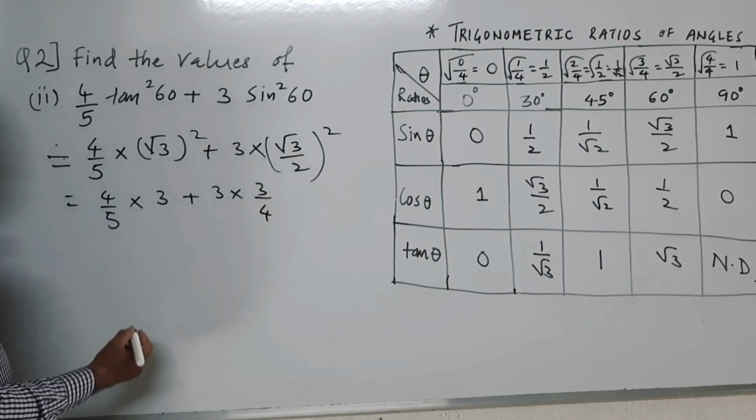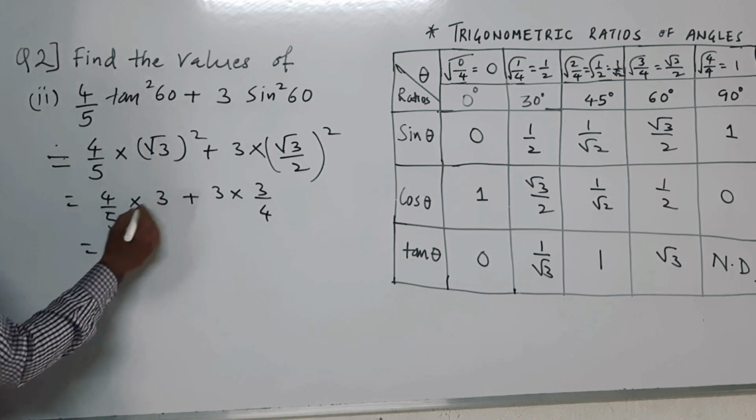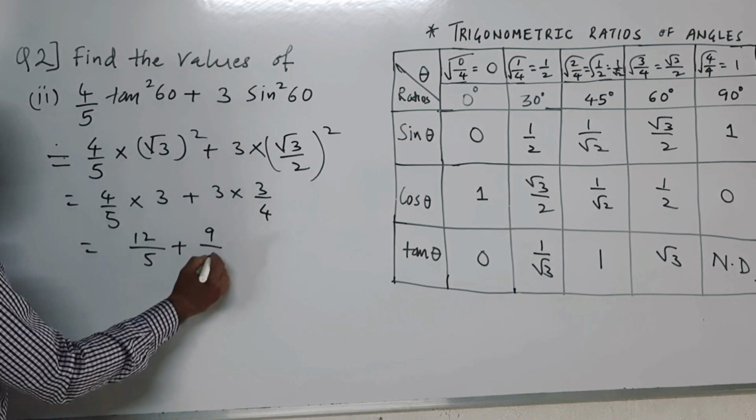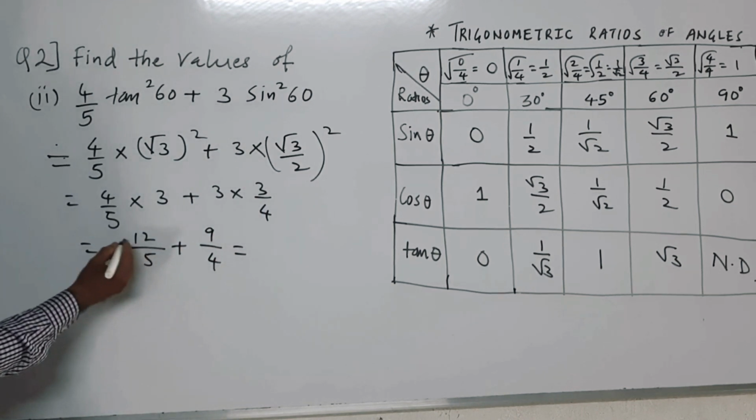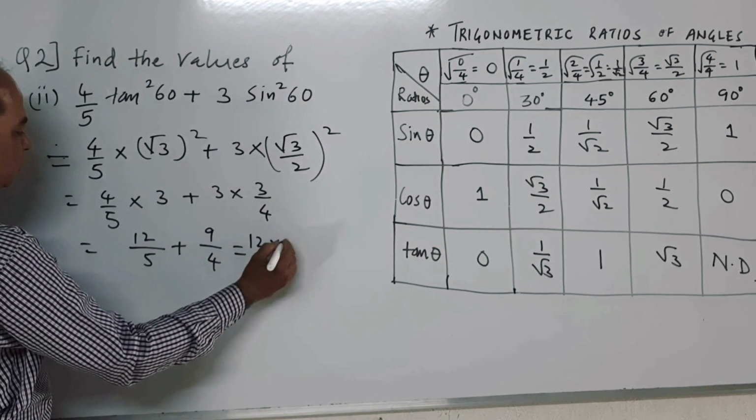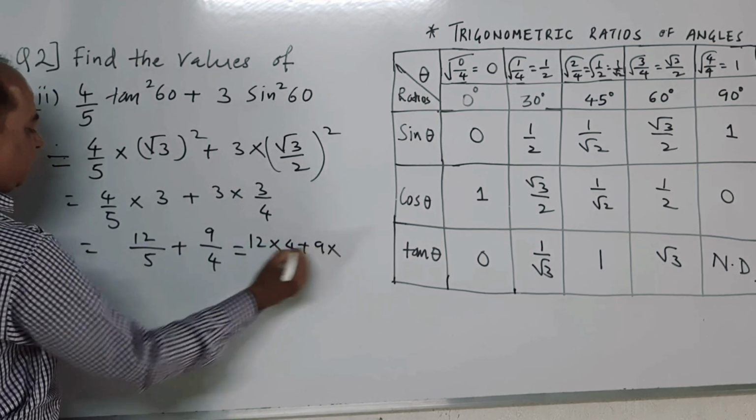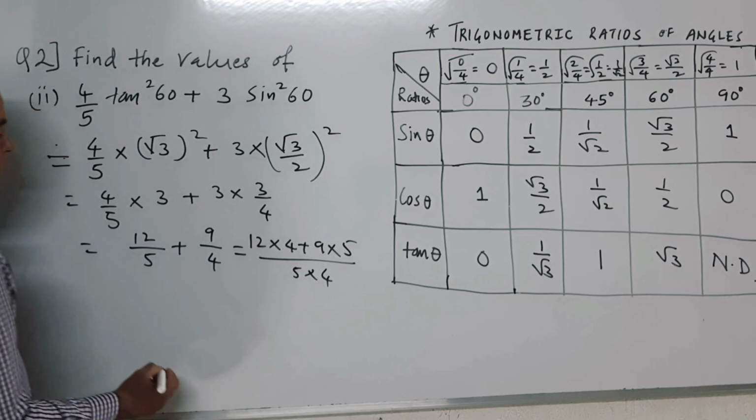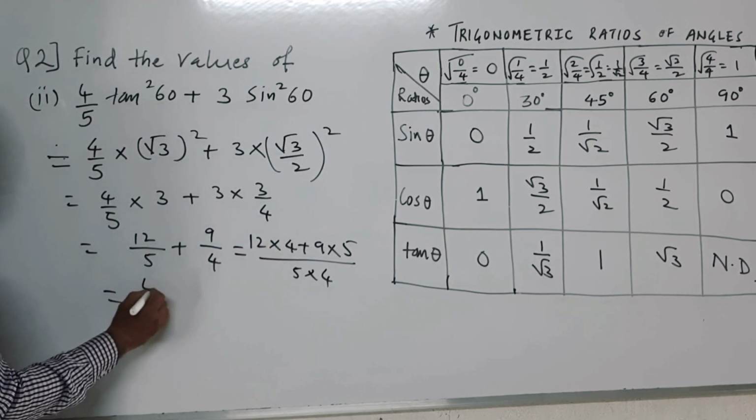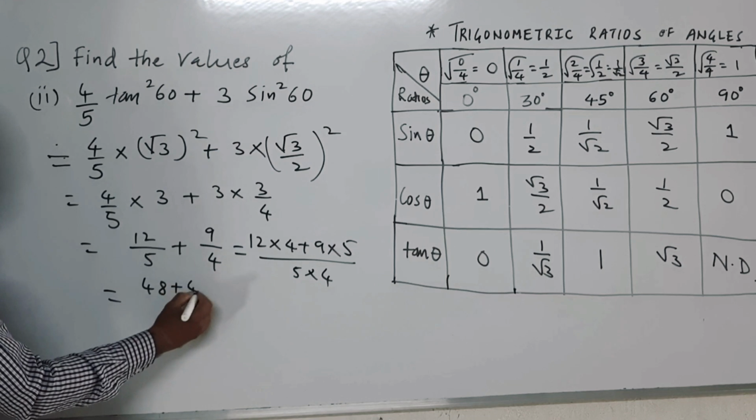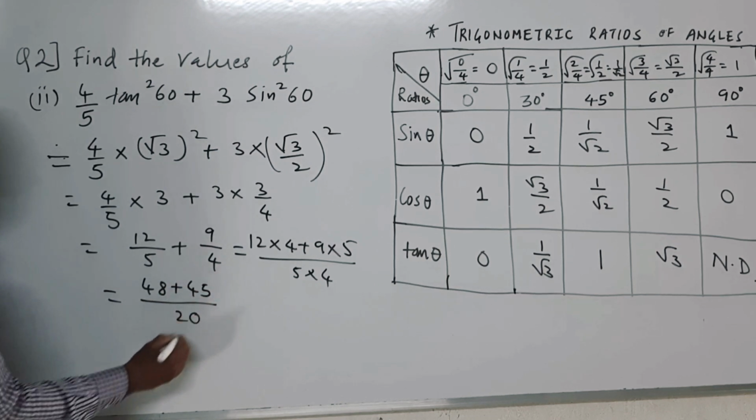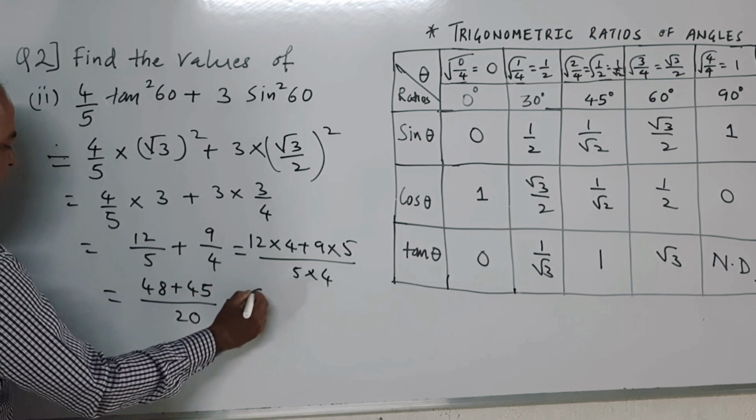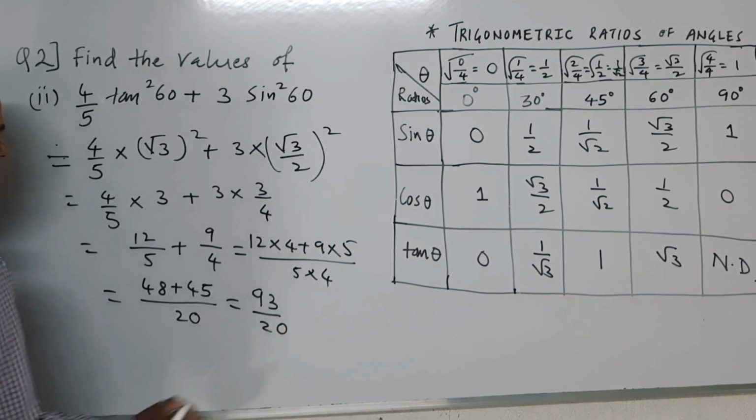root 3 square is 3 upon 2 square is 4, which is equal to 3 4s are 12 upon 5 plus 3 3s are 9 upon 4. Do the cross multiplication here: 12 into 4 plus 9 into 5, divided by 4 into 5. Is equal to 12 4s are 48 plus 9 5s are 45, divided by 4 5s are 20, which is equal to, adding both the numbers, we get 93 upon 20.